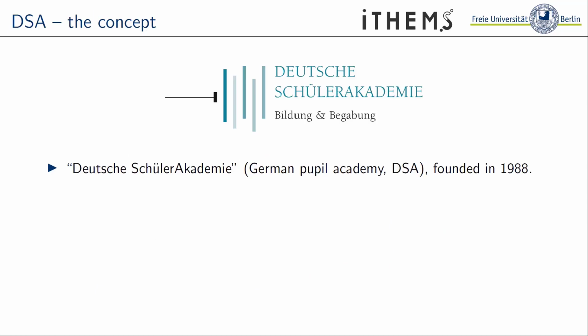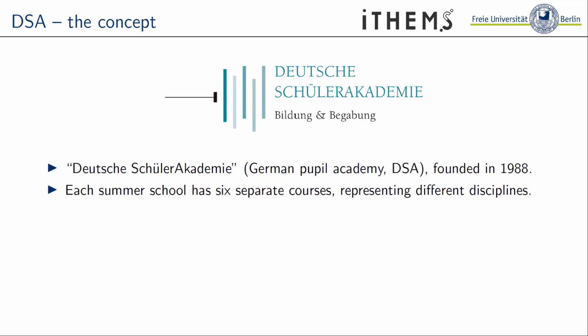The course Vector Fields and Paul Klee was designed for a summer school of the Deutsche Schülerakademie, German Student Academy, or DSA for short. The DSA is a non-profit association founded in 1988 and focuses on the promotion of gifted high school students. Therefore, the DSA offers about 7 summer schools per year, which take place in different boarding schools in Germany. Each summer school consists of 6 separate courses from different disciplines such as mathematics, physics, linguistics, and literature.